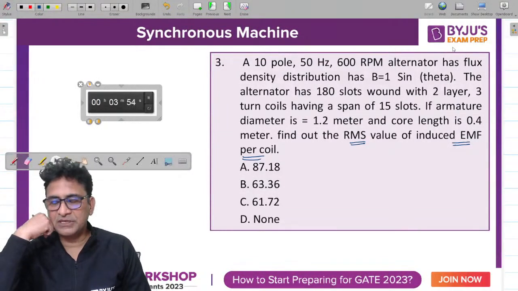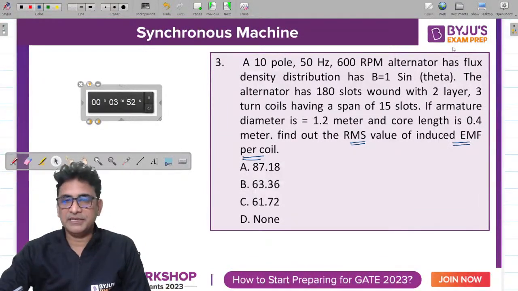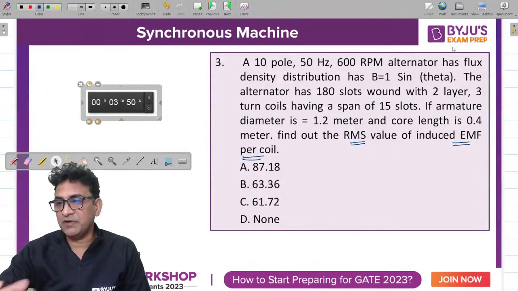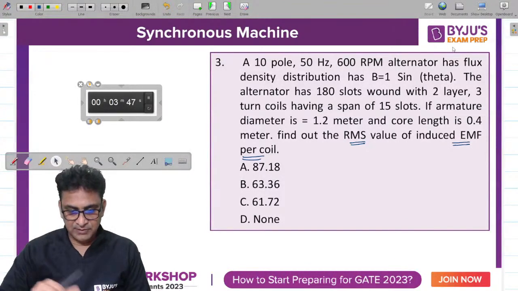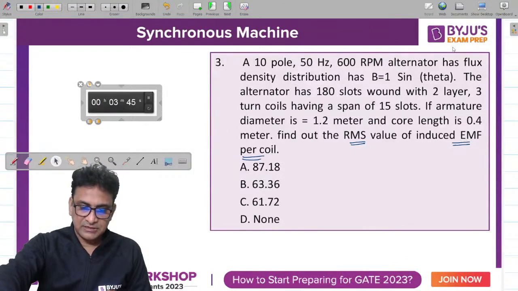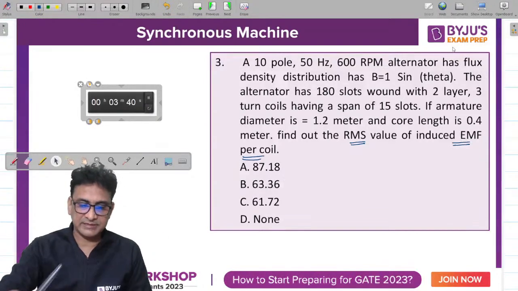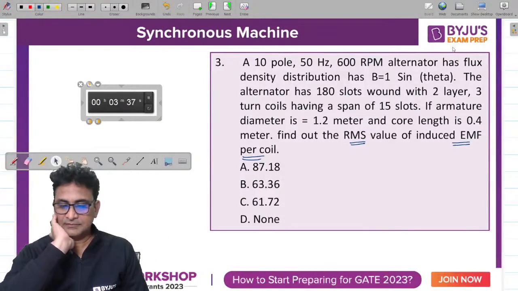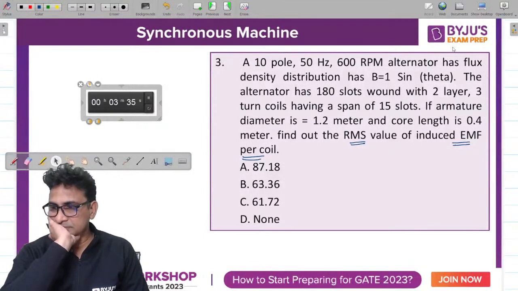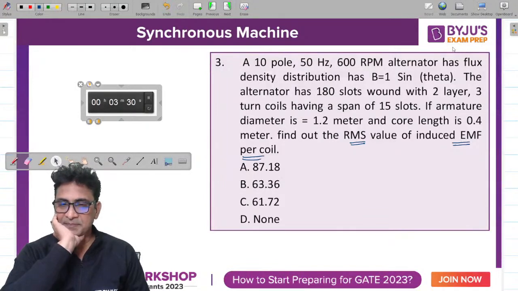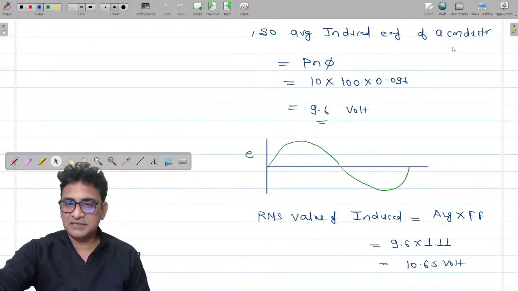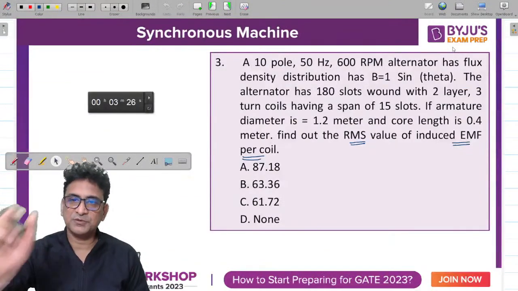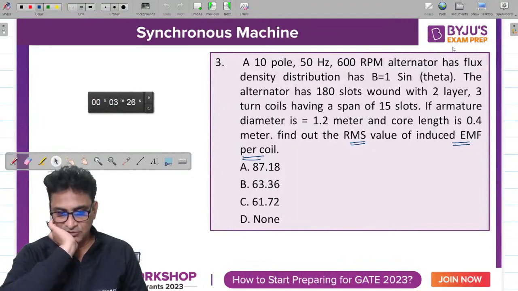Just try to find out the difference between induced EMF in a coil, induced EMF in a conductor, and induced EMF in a winding. By using 3 questions with the same data, I will show you what is the difference between all these quantities. You can use the answer of the previous question to find out the induced EMF in a coil.